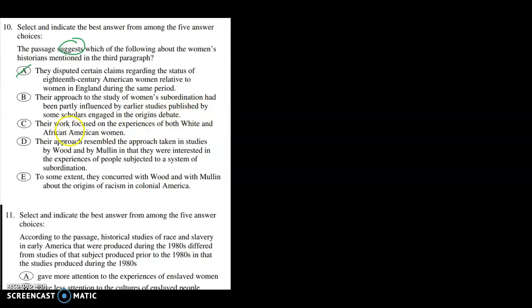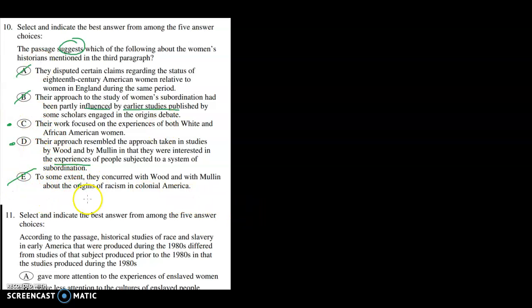Their approach to the study of women had been partly influenced by earlier studies, and there's another keyword, earlier studies published by some scholars. They didn't say that. That's out. Their work focused on the experiences of both white and African American. That's possible. Their approach resembled the approach in that they were interested in the experiences. Well, there's a keyword. We had that in our notes, so that's possible. To some extent, they concurred about the origin. No, that's clearly out. It's got to be one of those two.